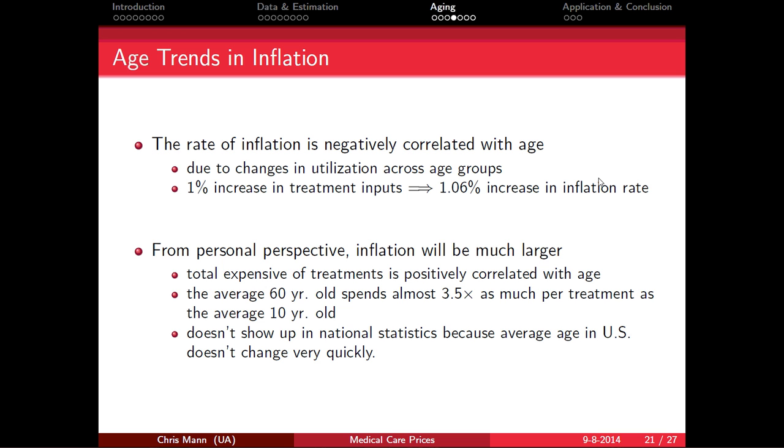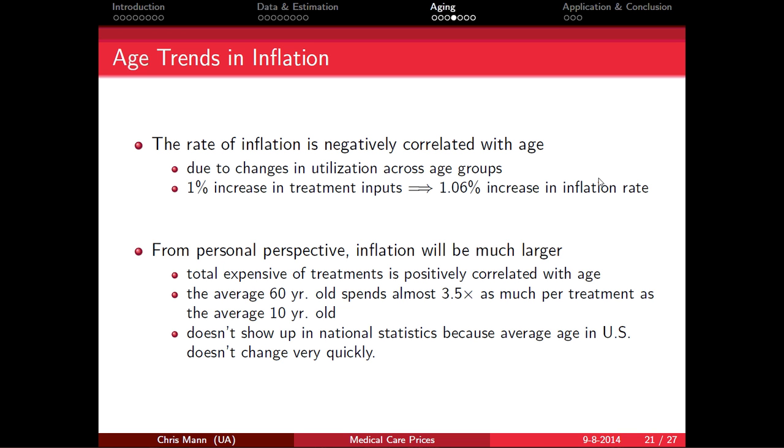Now, of course, this is completely different type argument than is made when you're talking about changing demographics. When you're talking about changing demographics, you're thinking about the fact that over the last 50 years, the average age in the United States has gone from about 30 to about 35. Now, the change in expenditures for a 30-year-old and a 35 isn't very much. However, in that same 50-year time period, that 10-year-old boy became 60 years old, right? And so from that individual's perspective, then he is spending a lot more per medical treatment, right?